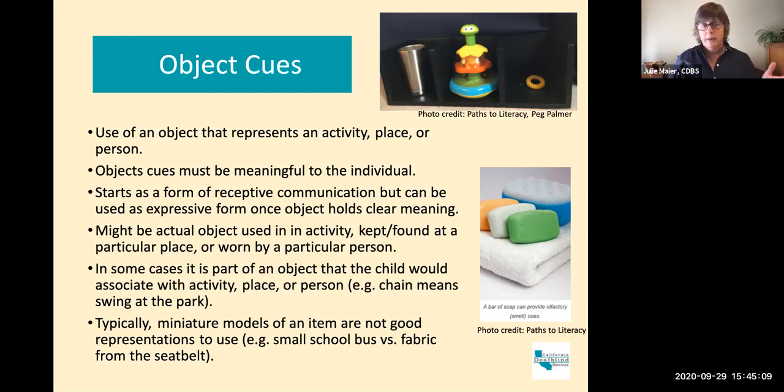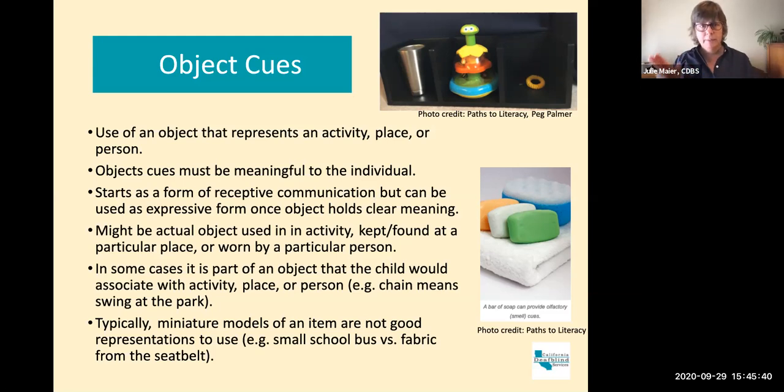It can also be an object that's used in an activity, like a washcloth for bath time, or something that's worn by a person. Sometimes it'll be something that's part of an object that the child might associate with something. So like a chain might mean the swing at the park. You might use a spoon, that's going to mean it's mealtime, so you're not going to have everything there. But if you always present the spoon before every mealtime, the child will start to associate that it means we're getting ready to sit down and eat something.